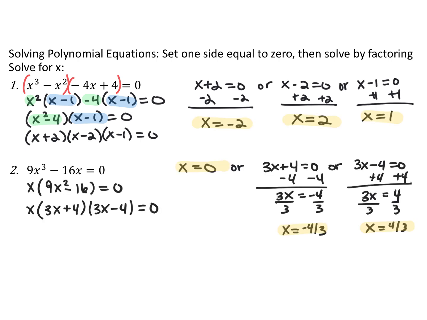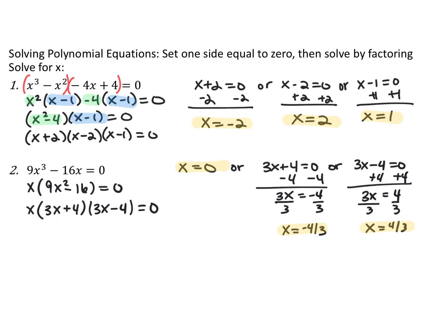For this one, the first thing I notice is that they share an x. I have a 9x cubed and a 16x, so I factor out an x as a GCF. And I'm left with 9x squared minus 16, which is a difference of squares. 9x squared is the same thing as 3x quantity squared. 16 is the same thing as 4 squared. And so that part factors into 3x plus 4 and 3x minus 4. So I end up with x times 3x plus 4 times 3x minus 4 is equal to 0.